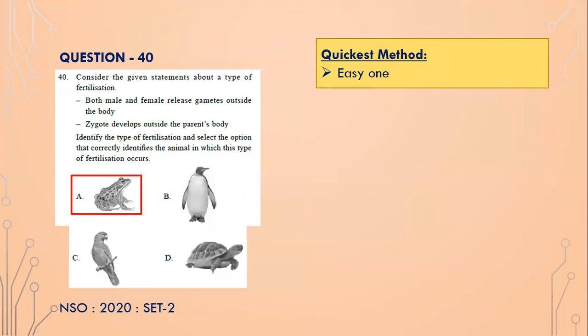Question 40. Consider the following statements about a type of fertilization. Both male and female release gametes outside the body, and the zygote develops outside the parent's body. Which of them? Very easy question, isn't it? So only in frogs, because penguins lay eggs, parrots lay eggs, and turtles lay eggs. So only in frogs does the zygote develop outside the parent's body, and then the tadpoles form, isn't it? The tadpoles form in the water, and the whole egg actually forms in the water. So zygote development occurs outside the parent's body.